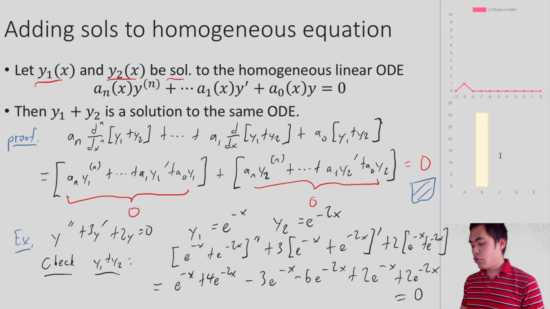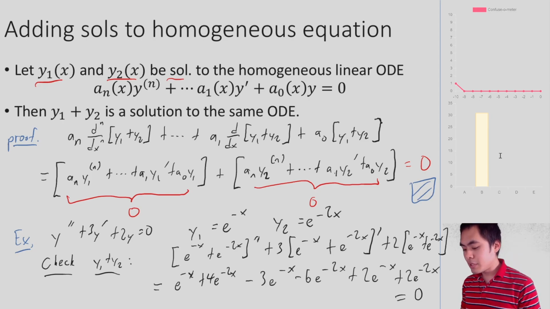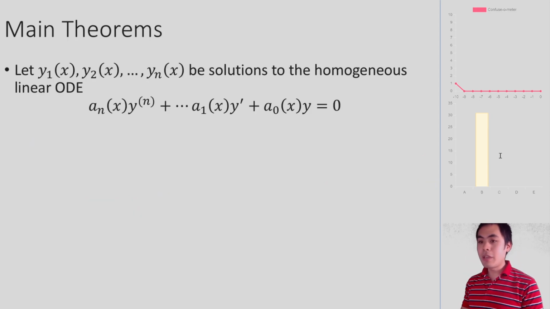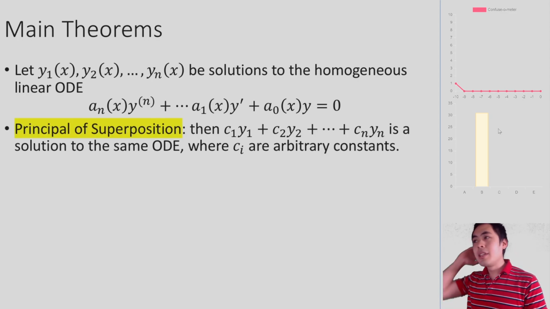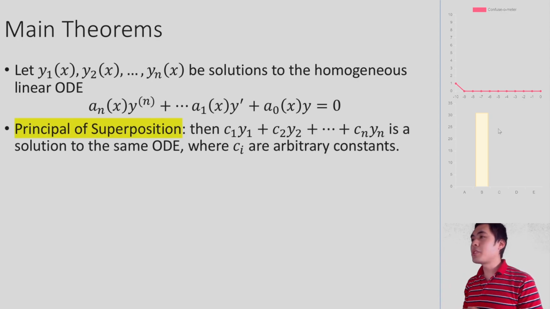And that brings us to a very important theorem for homogeneous linear ODEs. If you have a homogeneous linear ODE of order n, so there's an nth derivative here, and we have n different solutions, then by the principle of superposition, which is what we just proved, you can get a bunch of other solutions by taking c1y1 plus c2y2 plus dot dot dot cnyn, which is a solution to the same ODE, where the ci are arbitrary constants.